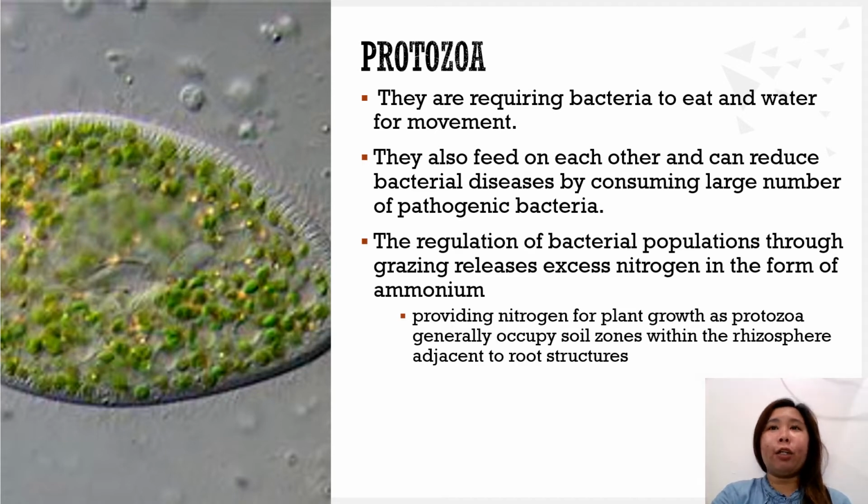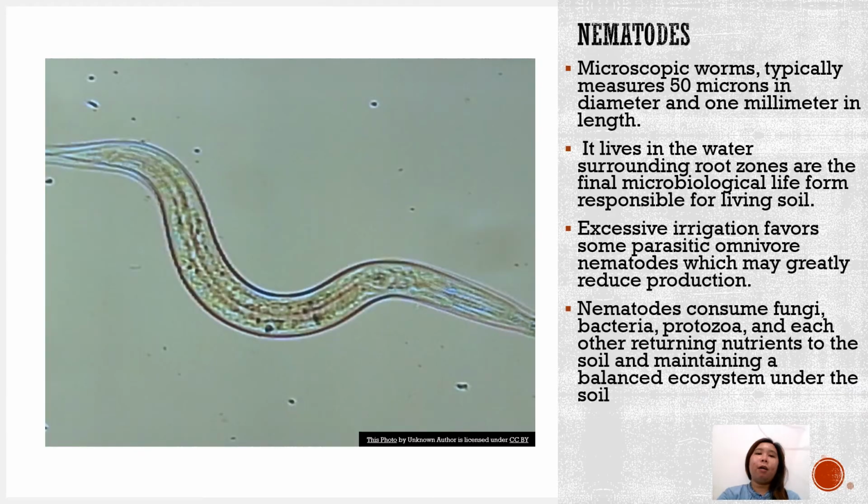And the regulation of bacterial population through grazing can release excess nitrogen in the form of ammonium. Therefore, they can provide nitrogen for plant growth, as protozoa generally occupy soil zones within the rhizosphere adjacent to root structures. Another soil microorganisms are the nematodes.